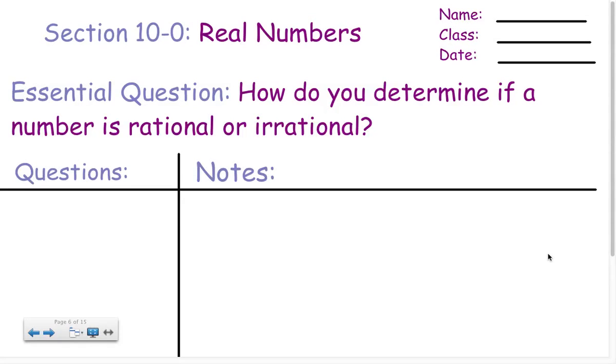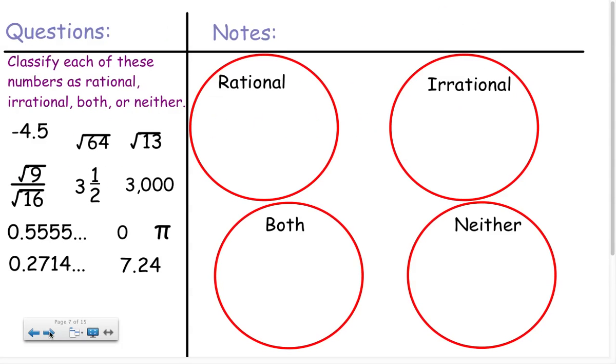Natural Numbers Day 2. Essential question: How do you determine if a number is rational or irrational? Classify each of these numbers as rational, irrational, both, or neither.